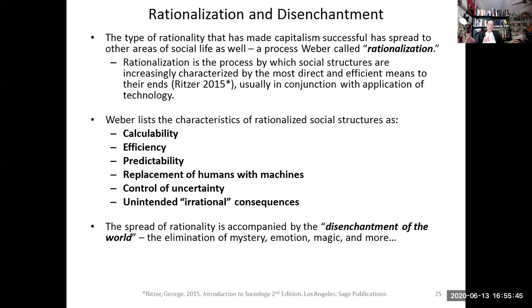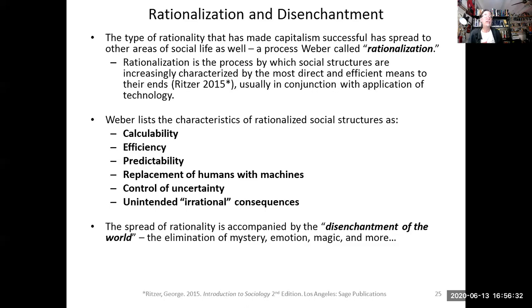Rationalization primarily involves these six features. This is the ideal type of rationality, again, or rationalized social structures. This is very simple. If it looks familiar, you saw most of it when I talked about McDonaldization. So, the definition from George Ritzer's book: rationalization is the process by which social structures are increasingly characterized by the most direct and efficient means to their ends. Means is the method you use, the mechanism for accomplishing something. The ends is your goal, what you want to do.